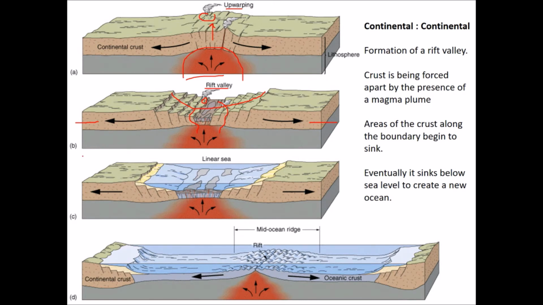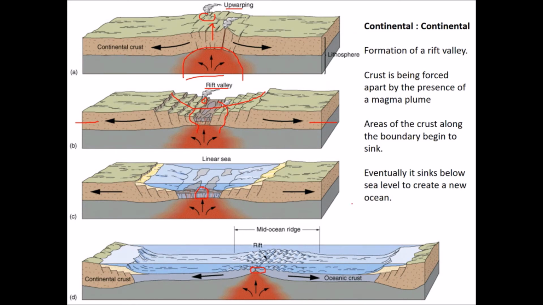But what will eventually happen is that that crust will subside so much that it actually falls below sea level. And new oceanic crust will actually start to be formed in the middle, in place of that continental crust. And eventually that ocean will continue to grow in size, as we can see in diagram D here, where the continents that were once joined together have separated and are now separated by this huge ocean, maybe with an ocean ridge in the middle, like we were discussing earlier.